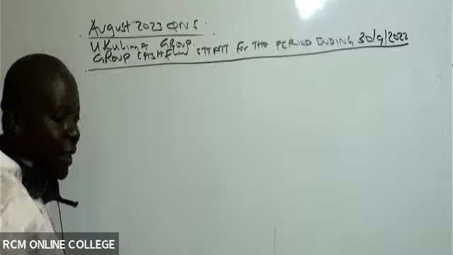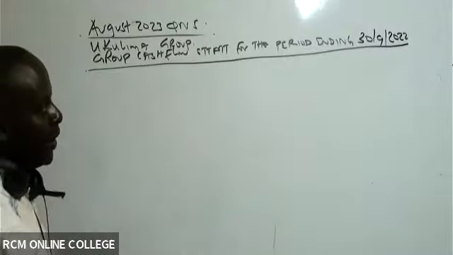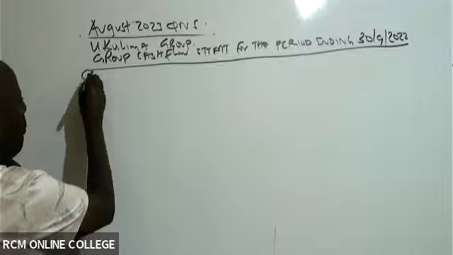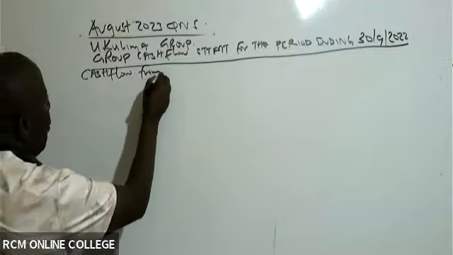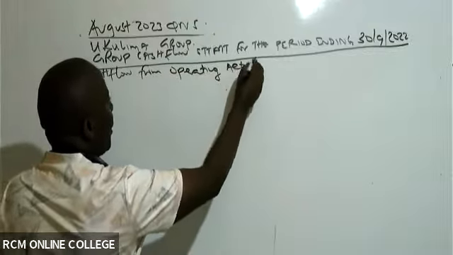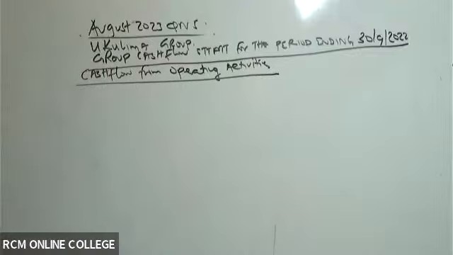So you're using the indirect method. We're using the indirect method, you can write a dash there, indirect method. So group cash flow statement for the period ending 30 September 2022. So then how do we start this? We start with the first section, which is cash flow from operating activities.